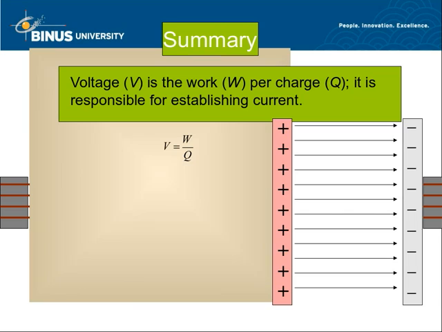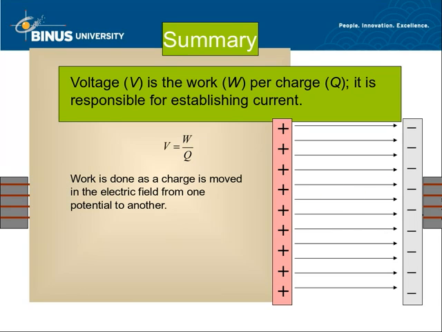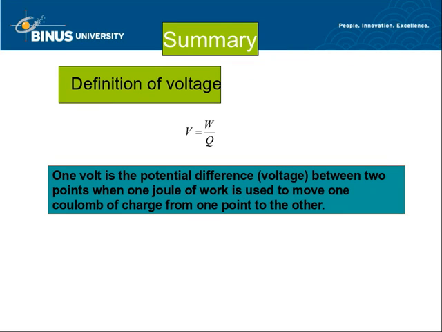Work is done as charge is moved in the electric field from one potential to another, while voltage is the work per charge done against the electric field. Here is the definition of voltage: V is equal to W per charge. 1 volt is the potential difference between 2 points when 1 joule of work is used to move 1 coulomb of charge from one point to the other.